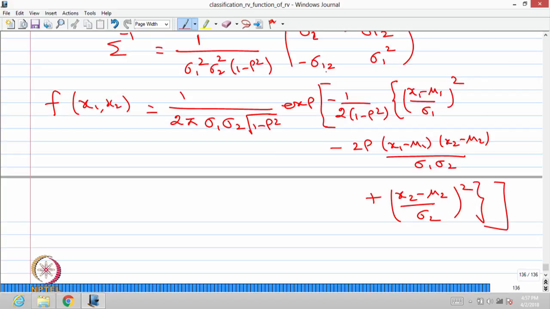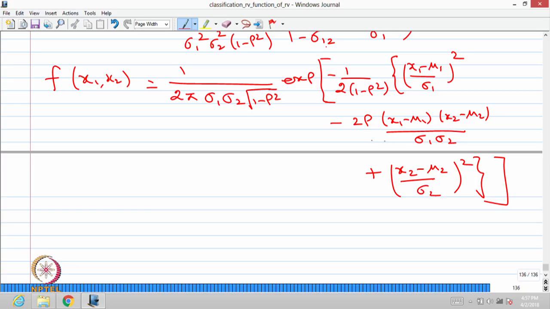So this is the joint probability density function of a bivariate normal distribution, in which each one is normally distributed with the parameters mu1 comma sigma 1 square. Here there is another observation. We are not making the assumption that both the random variables are independent.